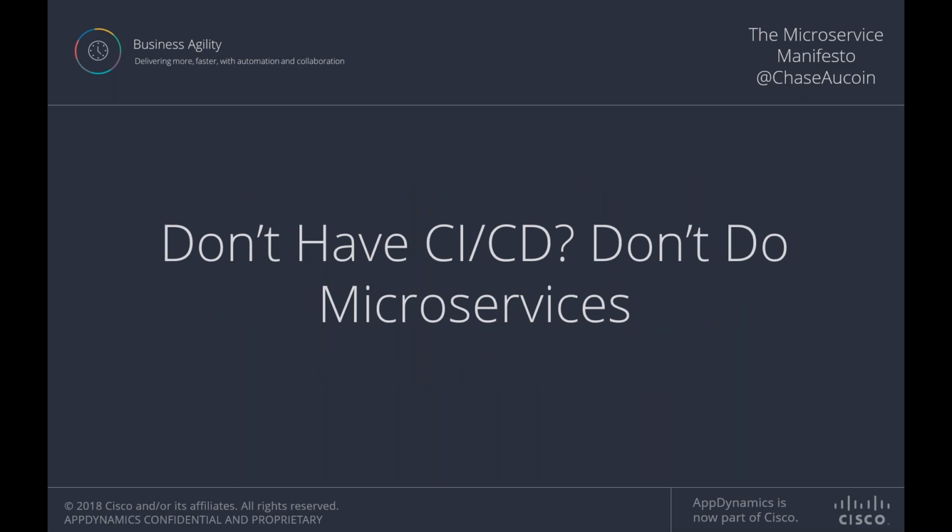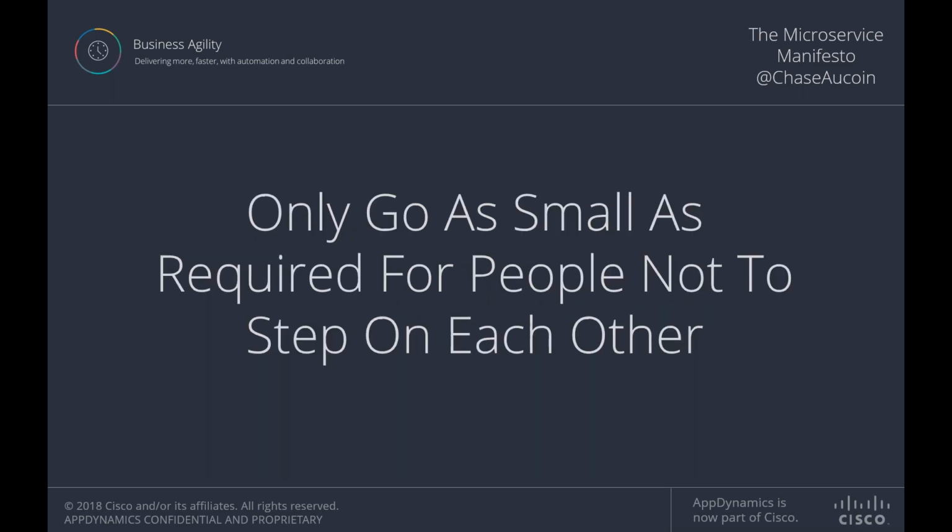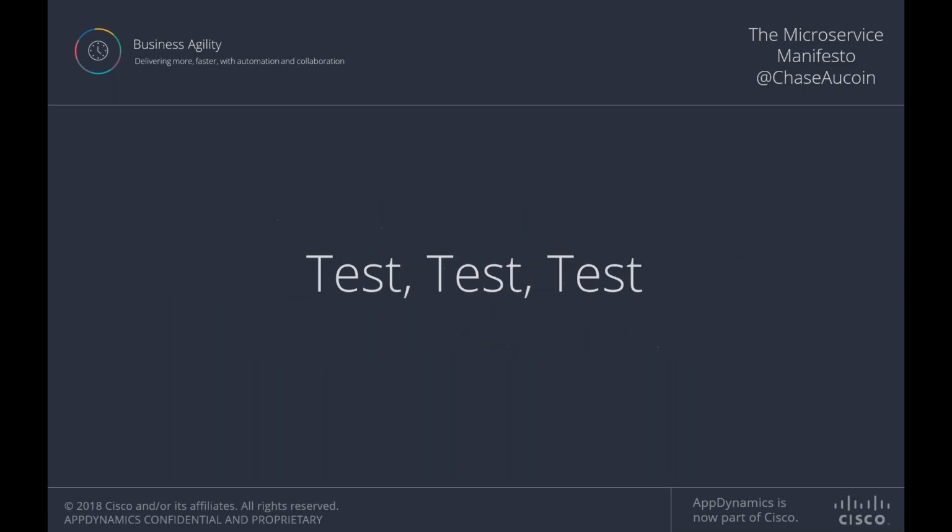Don't have CI/CD, don't do microservices. It will be super painful. You can use CI/CD tool as a pain gauge to gauge where you need to split. If you're having a really hard time moving a particular system through a CI/CD pipeline, if it's always getting caught up and you can't really seem to get it moved to production very easily because there's merge conflicts and we're constantly having a hard time testing it, that's a good indicator that maybe it's time to break that down a little bit. Only go as small as required for people not to step on each other, no smaller. I know it's got micro in the name, but that doesn't mean that you have to go to the nth degree on that. In fact, going too small can be just as painful as not going small enough.